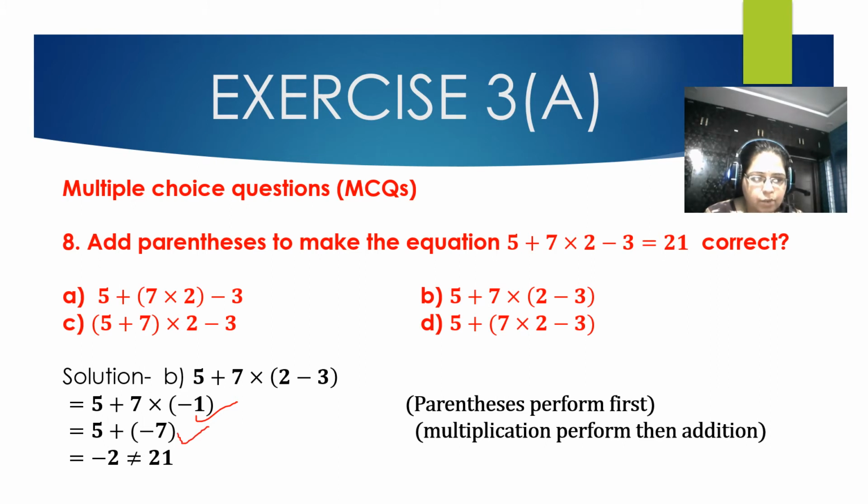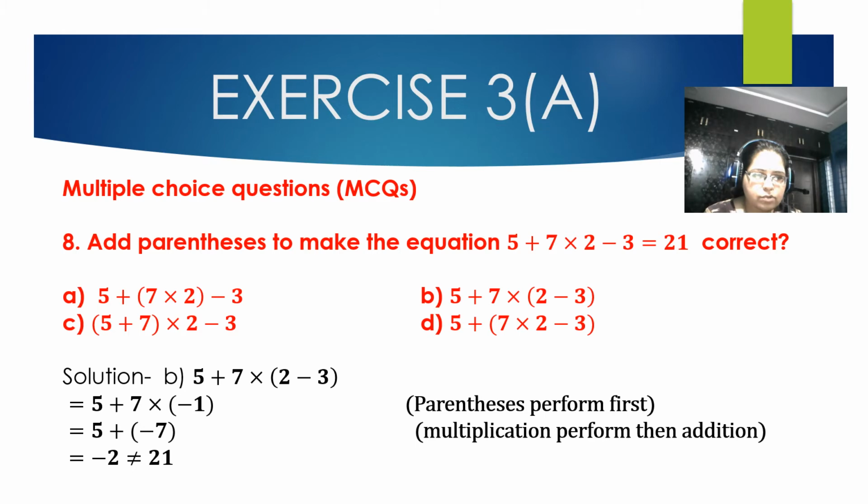Then 5 plus minus 7. Plus minus is minus, so 5 minus 7. Then the subtraction operation will be performed. 5 minus 7 is minus 2, and minus 2 is not equal to 21. So the second option B is also incorrect.